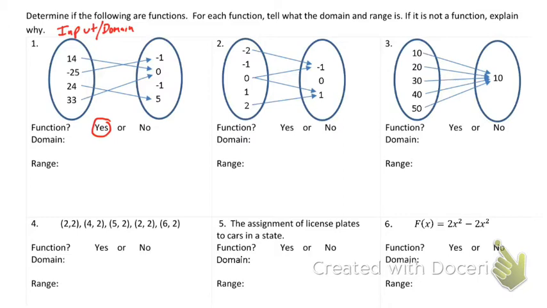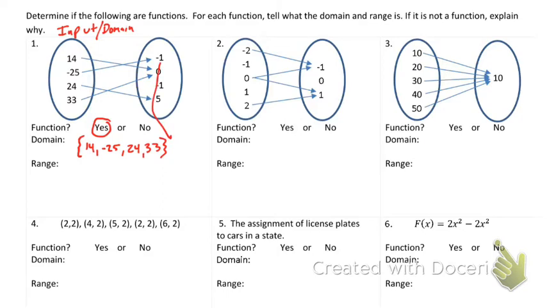The domain is basically just your input here. We're just going to list these numbers. If you recall when we talked about this, we put it in the squiggly bracket and we just list them: 14, negative 25, 24, 33. That's your domain.